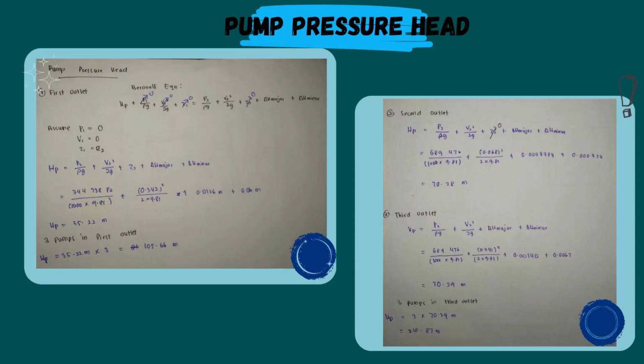And the value of the pump pressure head for the first outlet is 35.22 meter. Since it has 3 pumps, the value of the pump pressure head is multiplied by 3. So we got 105.66 meter. By using the same method for the second and third outlet, we got 70.28 meter for the second outlet and 210.87 meter for the third outlet.